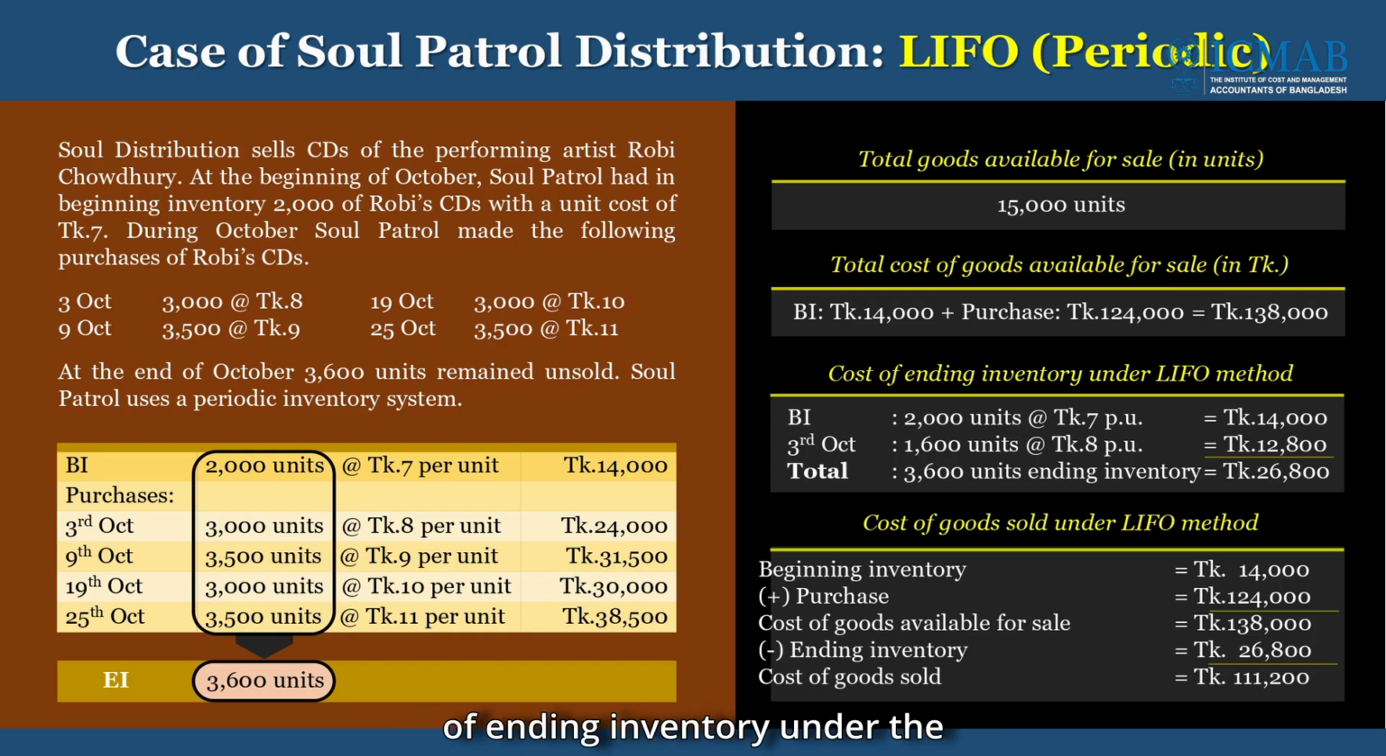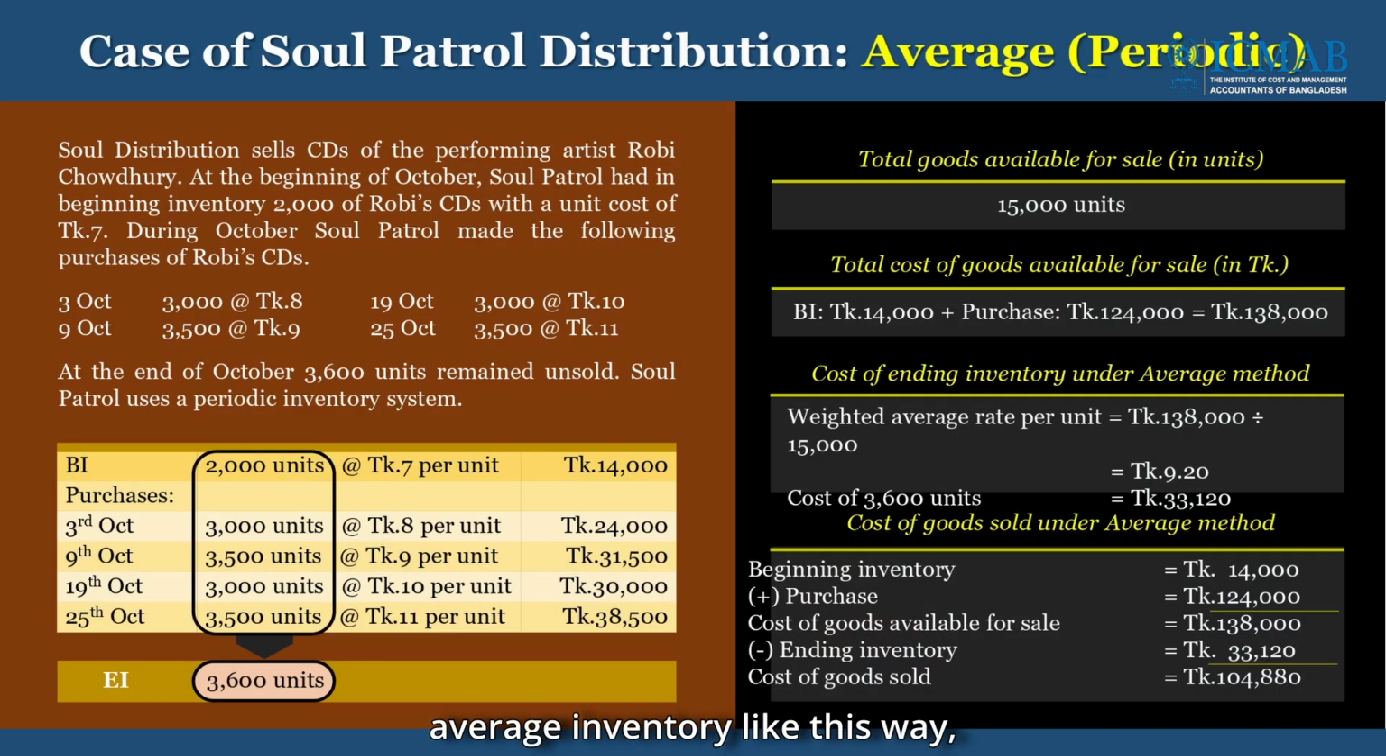Finally, we can determine the value of ending inventory under the average method. Here, total goods available for sale is 15,000 units, and total cost of goods available for sale is Taka 1,38,000. If we divide 1,38,000 by 15,000, the per unit cost will be 9.20. So we can determine the value of ending inventory as 3,600 times 9.2. That means the total value of ending inventory will be 33,120. And we can determine the cost of goods sold under this average method in this way.